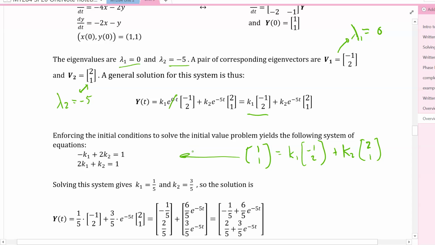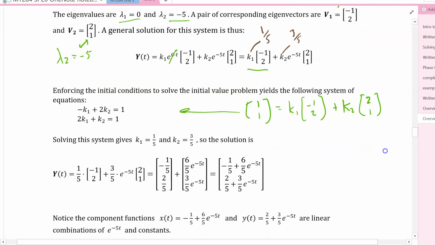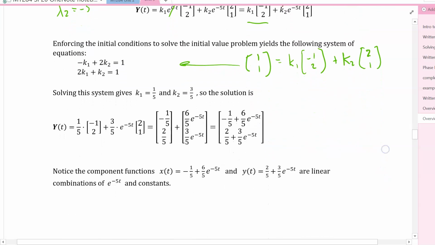Solving that system, you're going to get fractional answers. In this case, it's 1/5 for K1 and 3/5 for K2. So then we go up above and stick in here 1/5 for K1 and 3/5 for K2, and then just combine the vectors together. Okay, so we're putting in 1/5 and 3/5, multiplying the numbers or scalar functions into the components of the vectors, and then adding the first components and the second components.